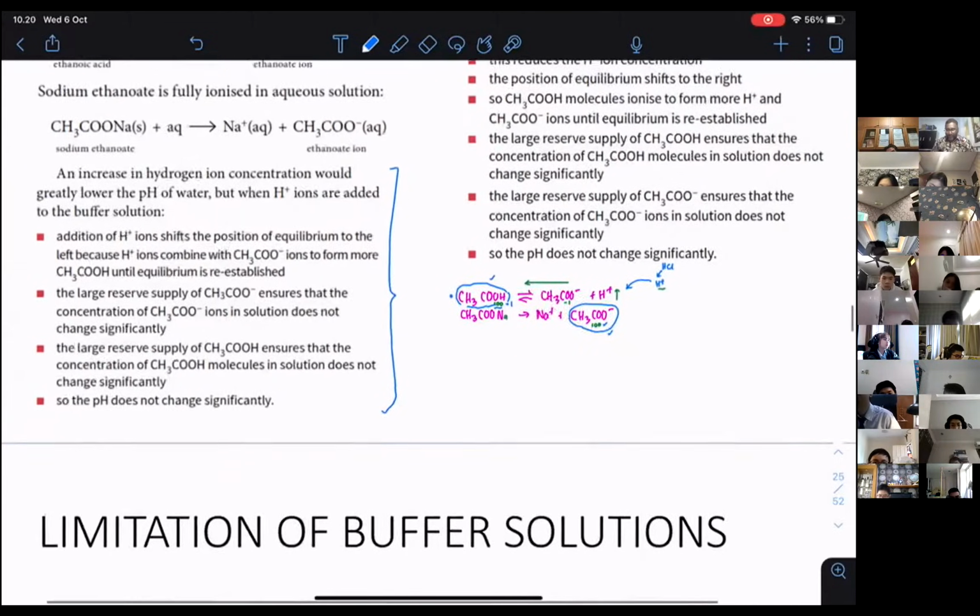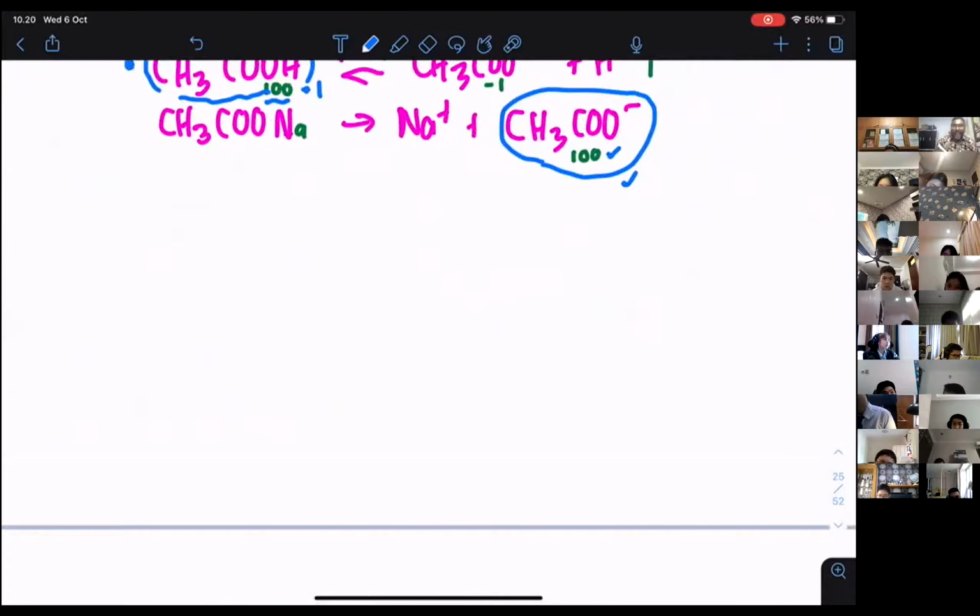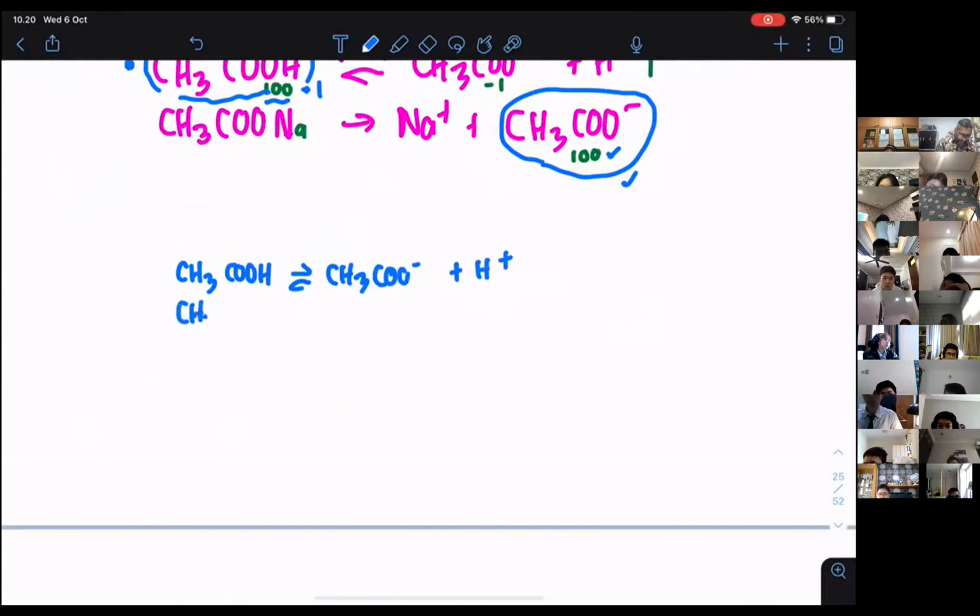And I will now explain about here. If you add OH minus, what will happen? The same thing. I have CH3COOH. They will give me CH3COO minus plus H plus. I have CH3COO, and A.